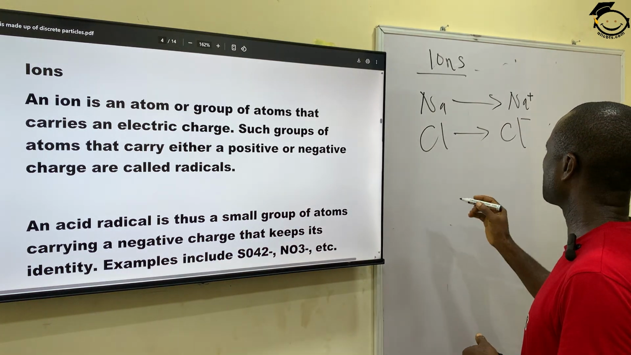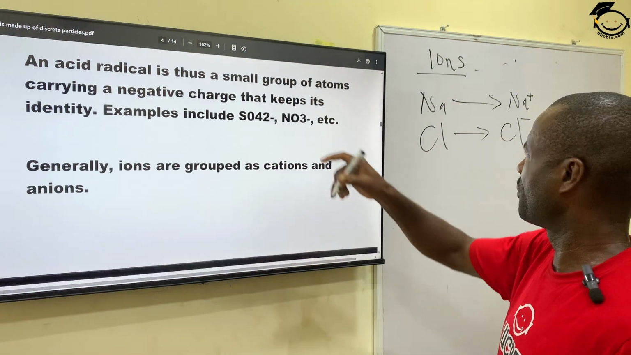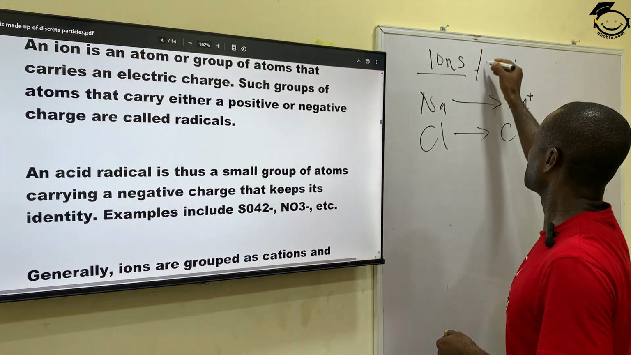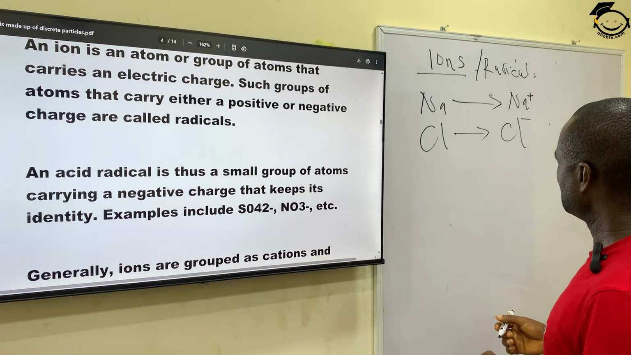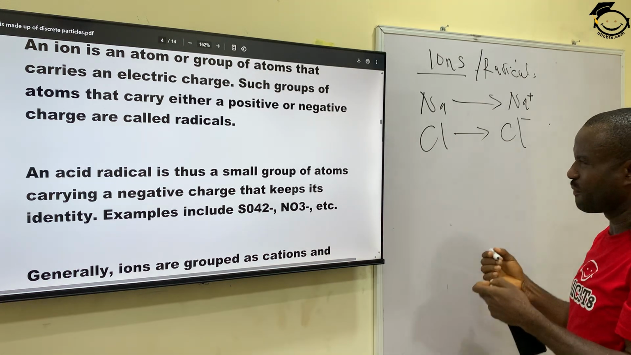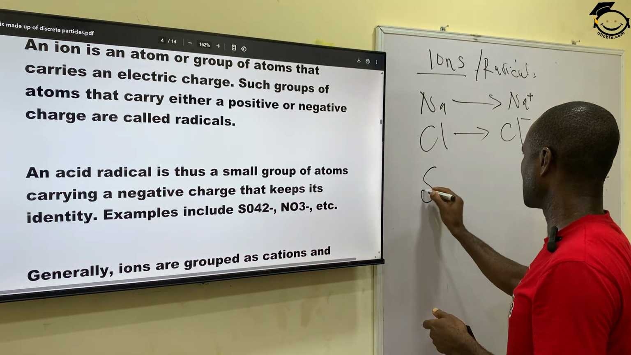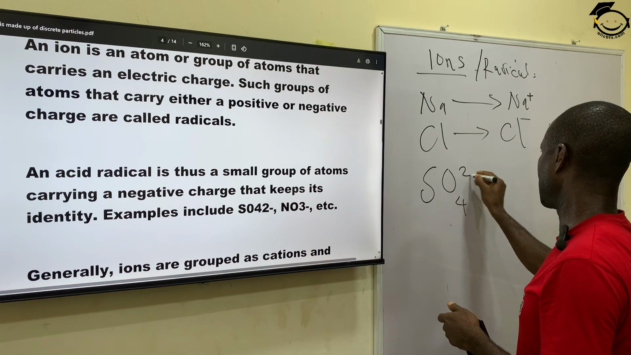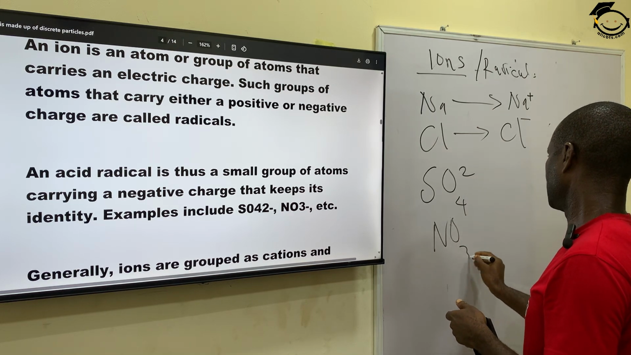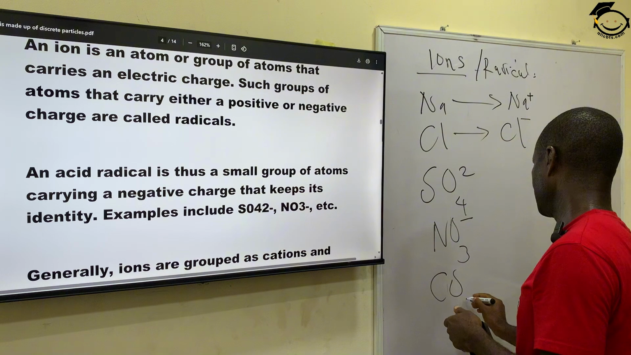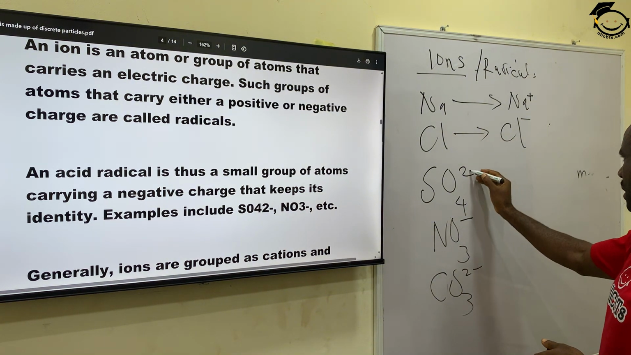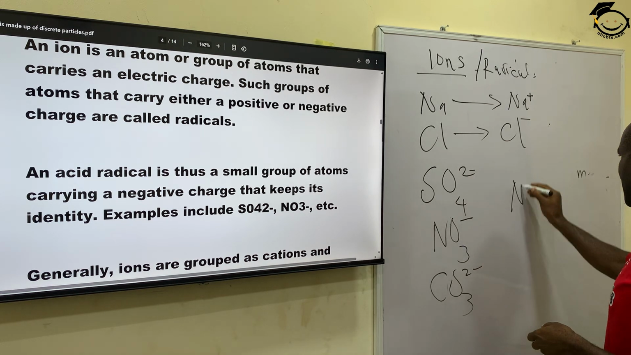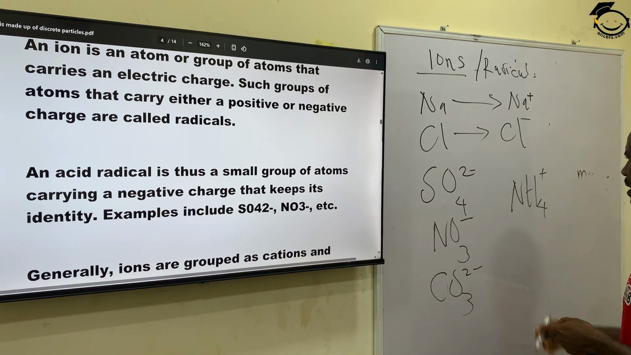Of course, before we move on, we have another group of atoms which we call radicals. Radicals are groups of atoms. They are not just a single atom, but a group of atoms carrying a charge. An example is SO4 2-, NO3 -, CO3 2-. These are radicals. They are not the only negative ones. We have other radicals that are positively charged, for instance, ammonium.